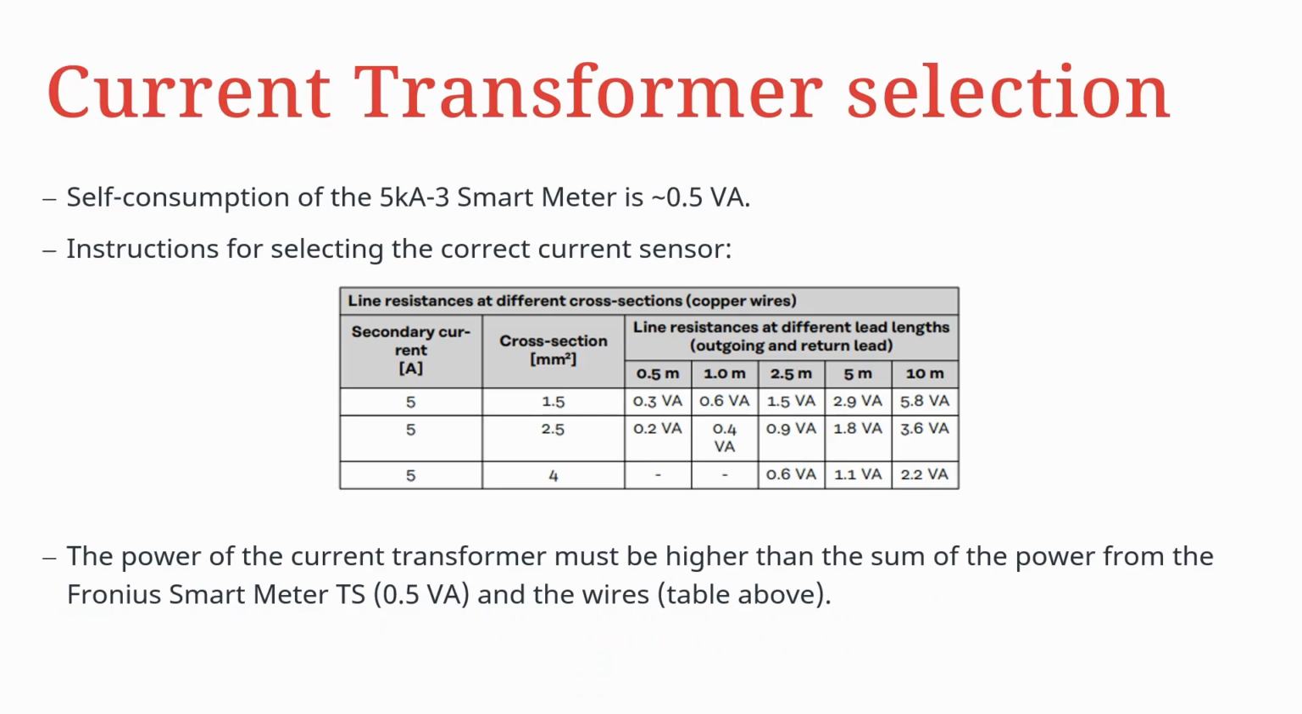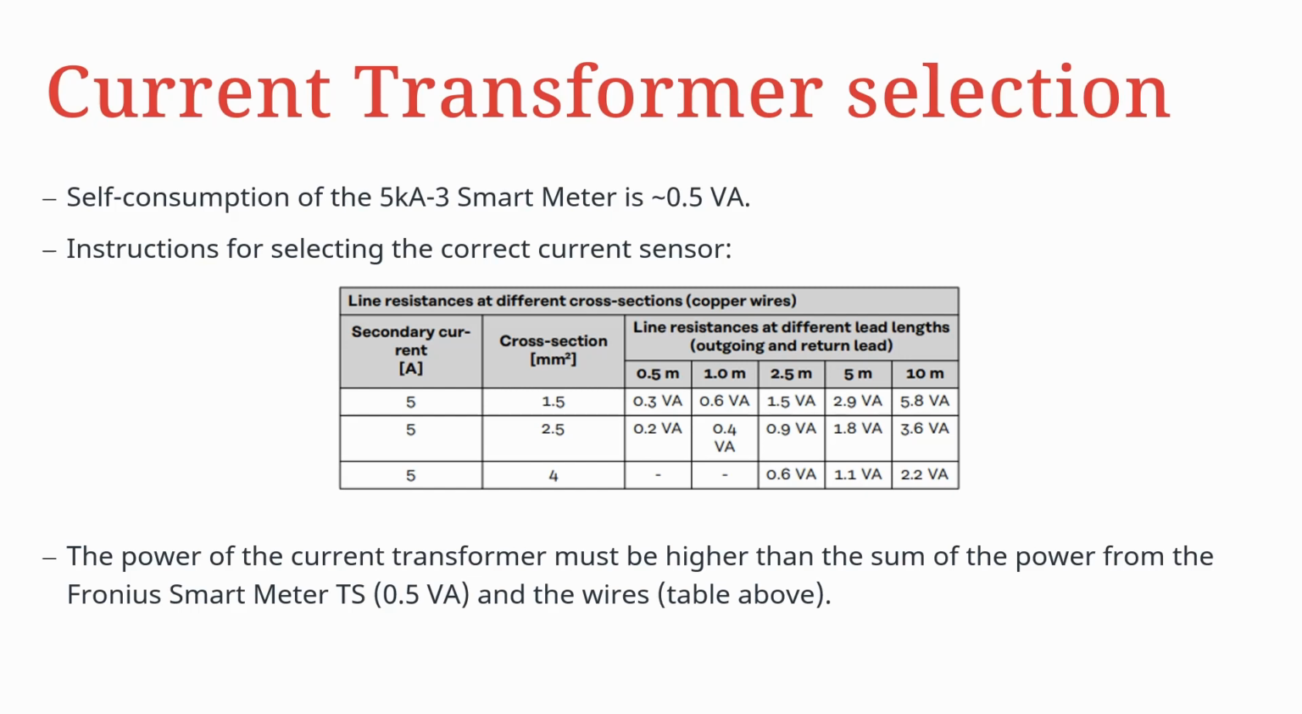So it is important to note the self-consumption of the smart meter, which you can easily find out from the operating instructions. At the 5 kA smart meter, it is approximately 0.5 volt amperes. This value is important because I have to take it into account when choosing the current transformer. The power of the current transformer must be higher than the sum of the power of the Fronius smart meter itself, so the 0.5 volt amperes in this case, and the losses across the cables.